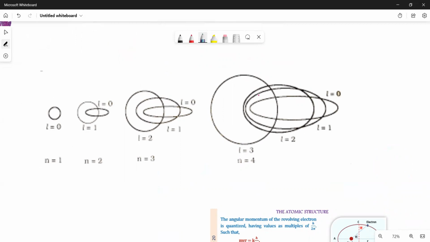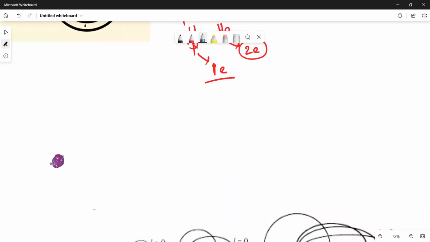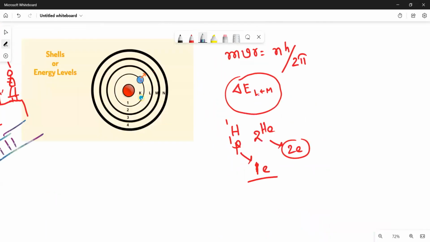I hope you have heard, a teacher has told you. So the orbital quantum number has been introduced, meaning one shell has been subdivided into a number of subshells. You see that when n equal to 1, the subshell is L equal to 0. You cannot subdivide the first shell because n equal to 1.